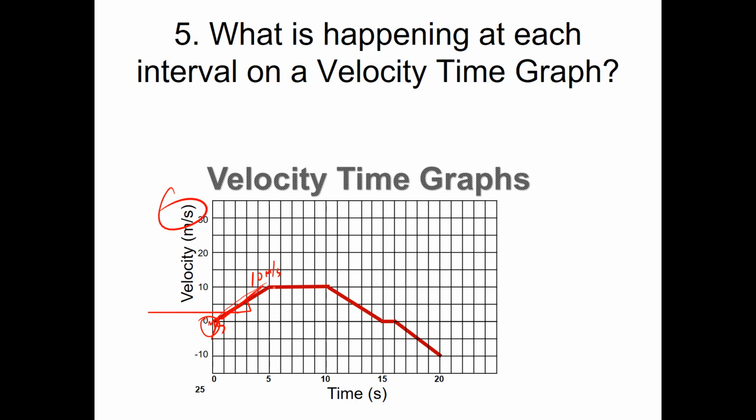And then from there, you went ahead and you went a constant 10 meters per second. So at this instance, you're not accelerating. You have 0 acceleration. You kept on going the same speed. And from that point on, it looks like you started to decelerate. You went from 10 meters per second all the way down to 0 meters per second here.